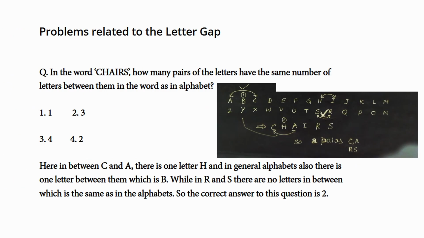Here in between C and A, there is one letter, H, and in the general alphabet also there is one letter between them, which is B. While in R and S, there are no letters in between, which is the same as in the alphabet. So the correct answer to the question is 2.